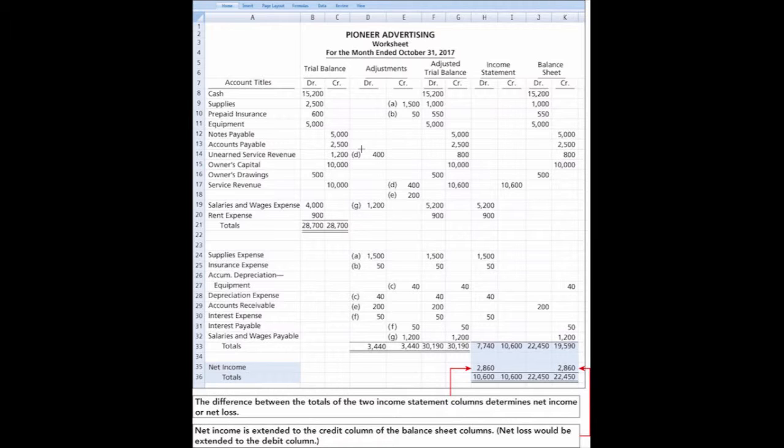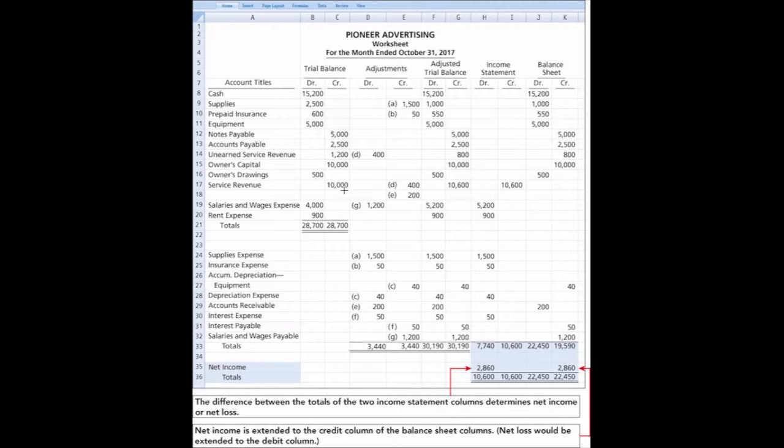So what happens when you have a debit on both the trial balance and the adjustment? Let's see if we have one here. We don't, but we have the opposite, which is we have a credit on the trial balance and a credit on the adjustment. In this case, you do not subtract, you would add to come up with the new balance. And let me see if this is correct.